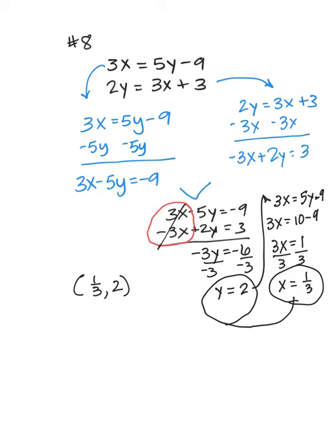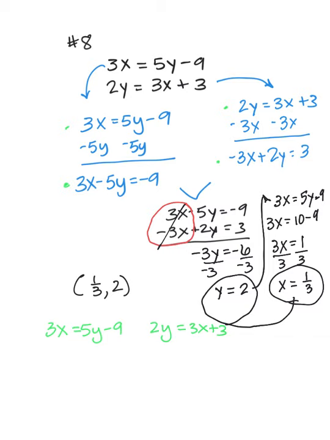Oh, we haven't used green yet. Let's see. So we have 3x is 5y minus 9. And again, I can use either one of these other equations, either one of the equations that I've rewritten. That's fine. It doesn't matter because they're all equivalent expressions. And I'm going to do 2y equals 3x plus 3. All right, let's start substituting.